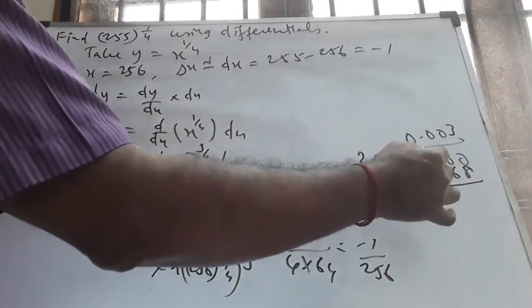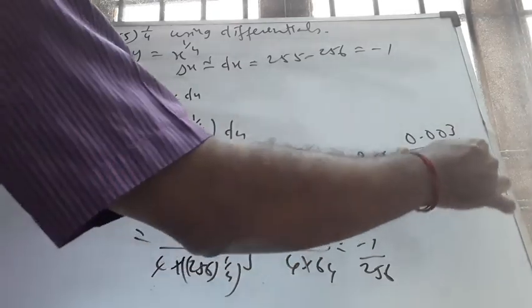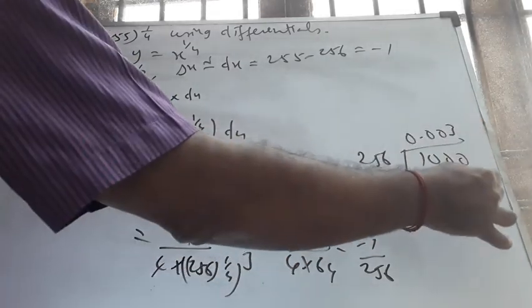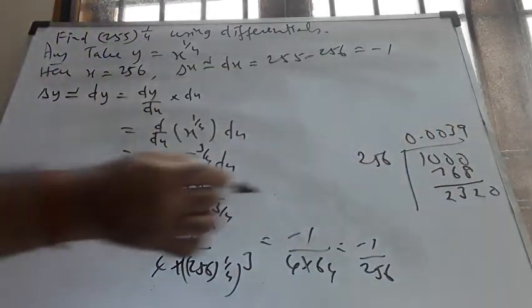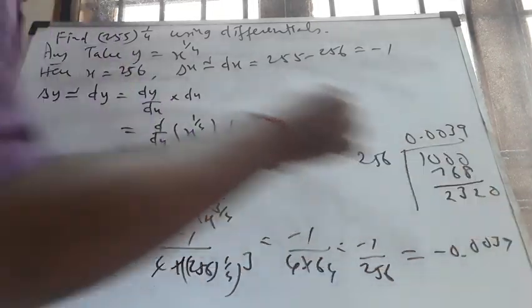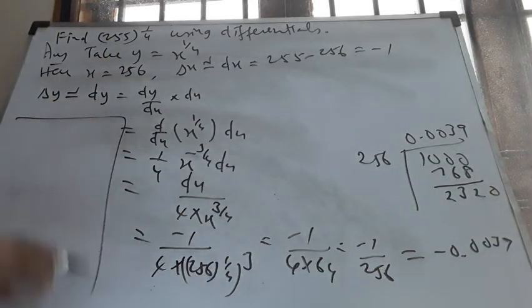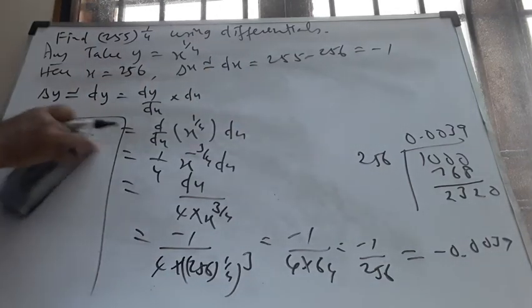Yes, it's correct. When you subtract, it is reduced to 232. Then here I'll get it to be 9 times this. Therefore, I'll get it to be minus 0.0039. Now, let me get back to the original question. This is 255 to the power 1 by 4.